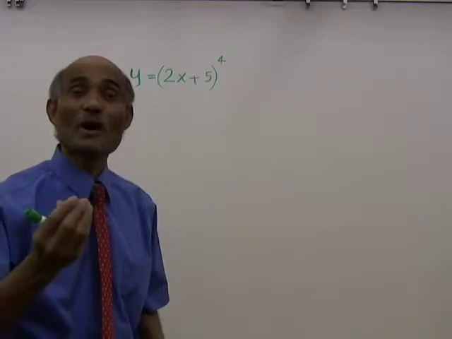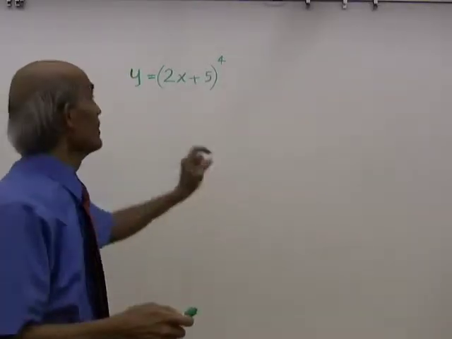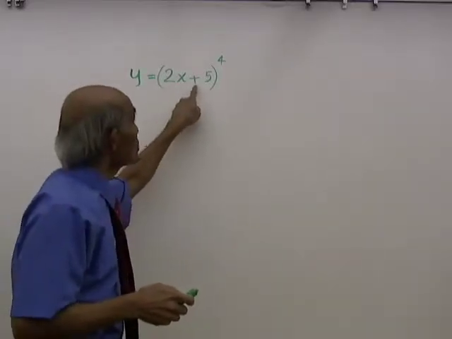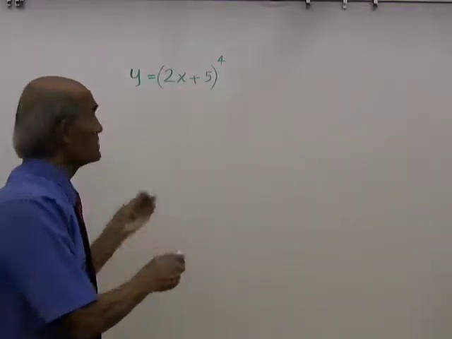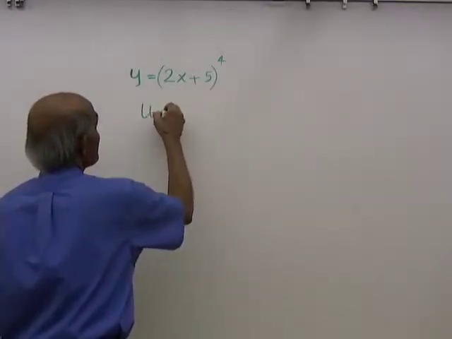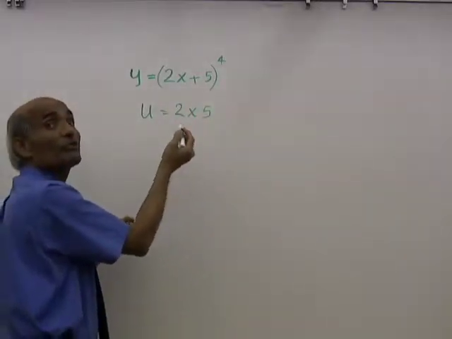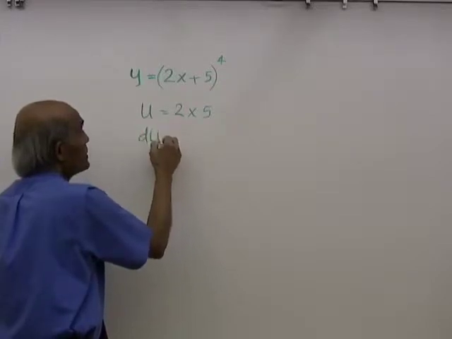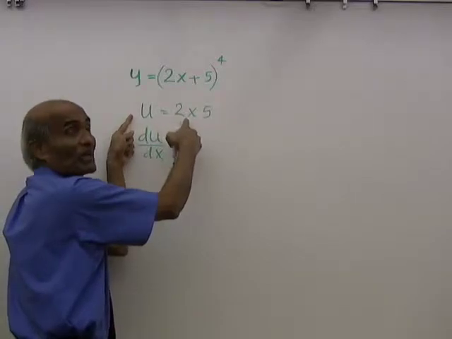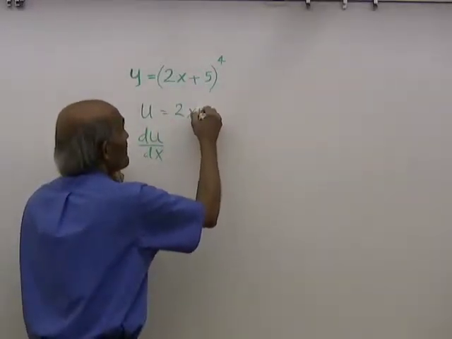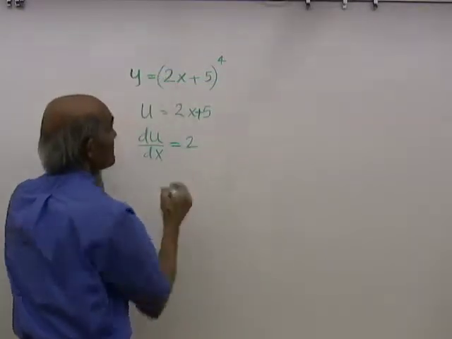Now, let me show you how the process can be simplified. What we did is took this quantity out and called it equal to u. So we said u equal to 2x plus 5. And what did we do then? We found du by dx, the derivative of that u with respect to x, 2x plus 5. Now, the derivative of 2x plus 5 equal to 2.